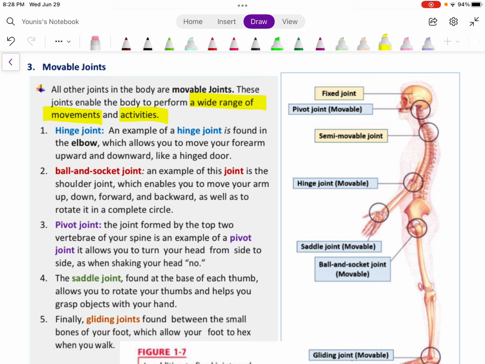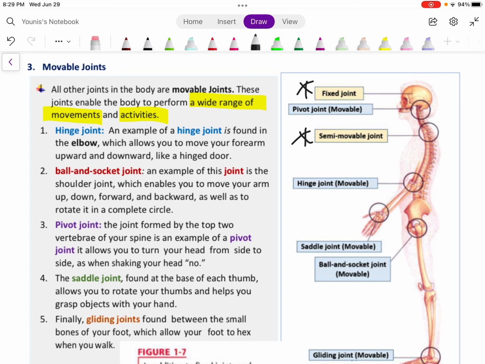Okay, so if you just focus on the figure at first, you see the fixed joints are located in the skull. Semi-movable joints are located between the bones of the vertebral column, and they can also be found between the ribs and the sternum. Now we have the movable joints. I have colored them all with a blue background.